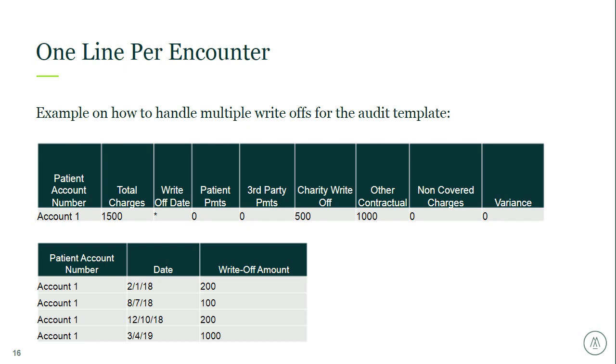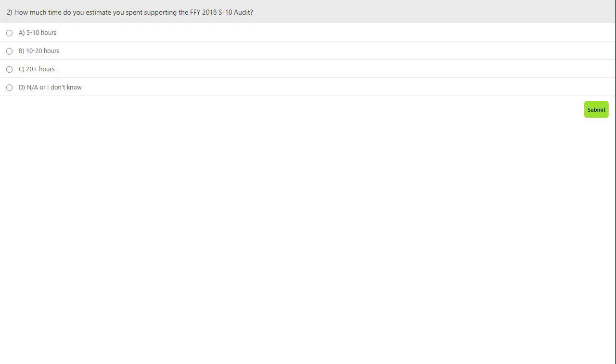As you can see on the last two slides, populating these audit templates can be very time-consuming. So I will now hand it back over to Amy for our next polling question. All right, thank you, Heather. So our second polling question is, how much time do you estimate you spent supporting the 2018 S-10 audit? So your options are A, 5 to 10 hours, B, 10 to 20 hours, C, 20 plus hours, or D, NA, or I don't know.